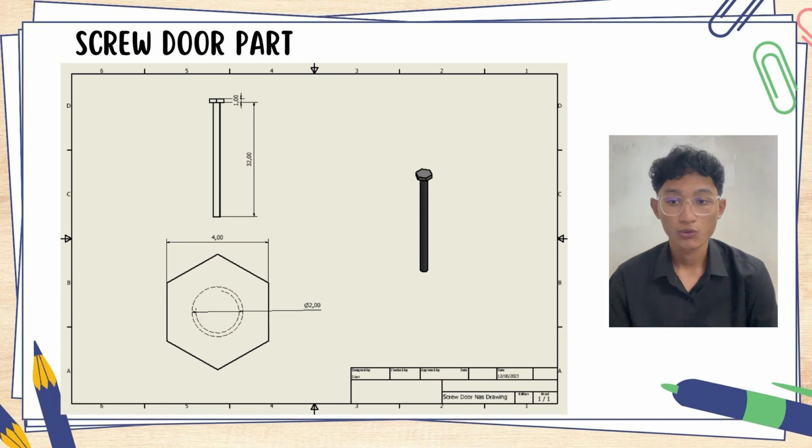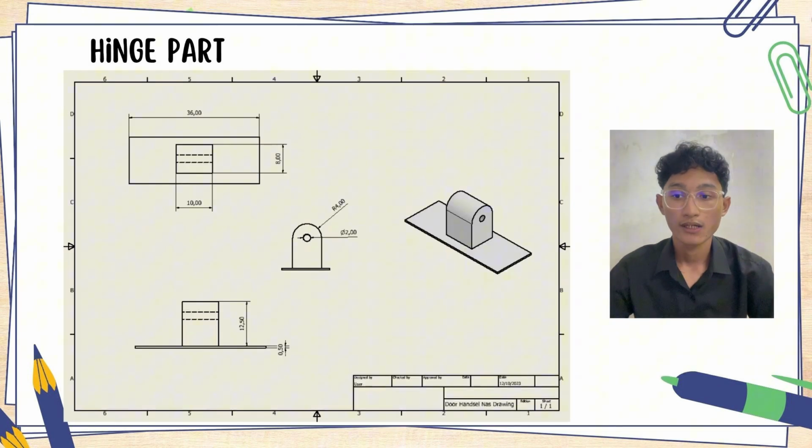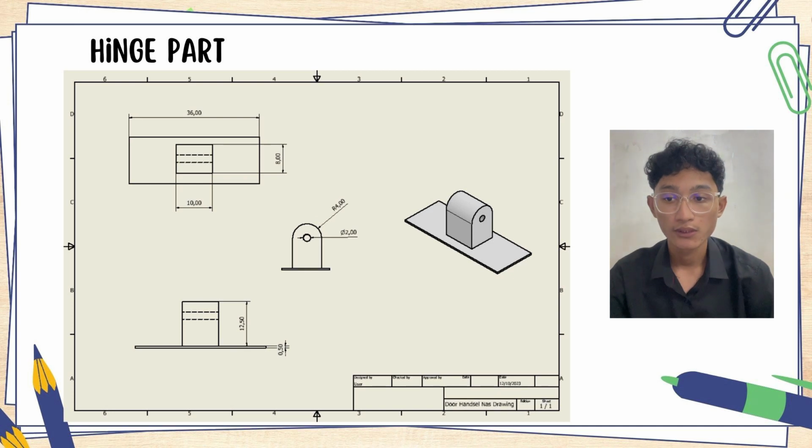Screw door part. We sketch a 2 diameter and extrude to the top 32 mm, and then thread the 32 mm. Next, sketch the head of the screw with a hexagonal shaft size of 4 mm. Other than that, the hinge part. We sketch a rectangle with 39 mm and 13 mm. Then we extrude 0.5.